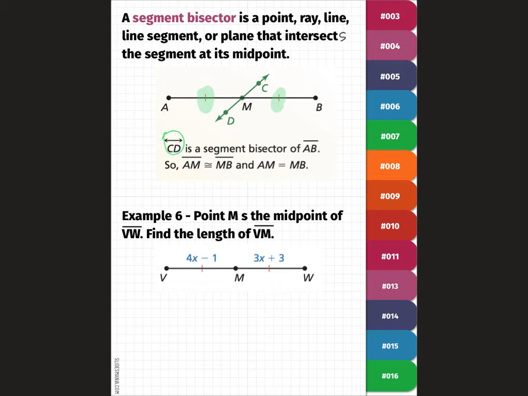So example number 6: point M is the midpoint of segment VW. Find the length of segment VN. All right, so let's do that.